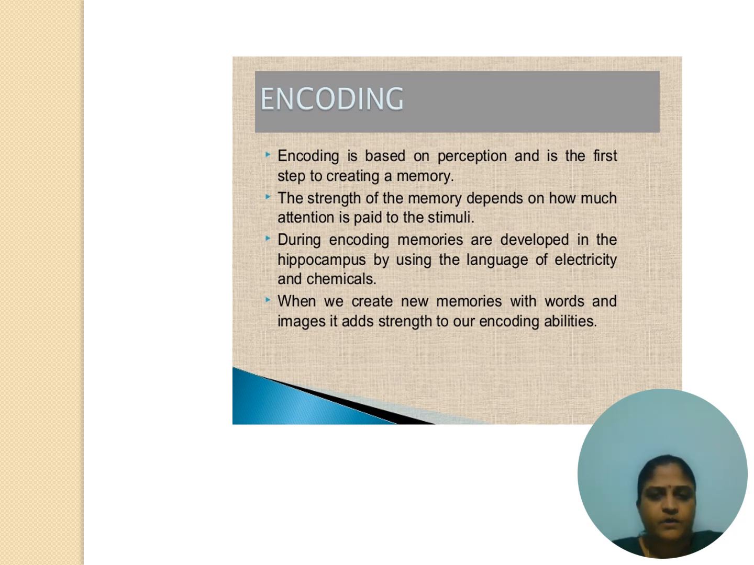So during the encoding process, memories are developed in the hippocampus. It is a location in our brain where memory is stored. This is done by using an electrical and chemical process, which is called the transduction process. So when we create new memories with words and images, it also adds strength to our encoding abilities. So encoding is done with images and words, which are very strong.